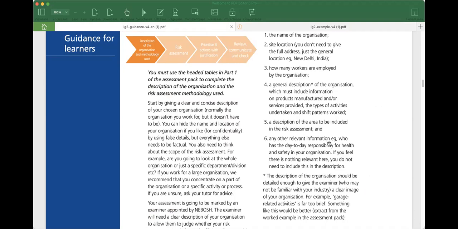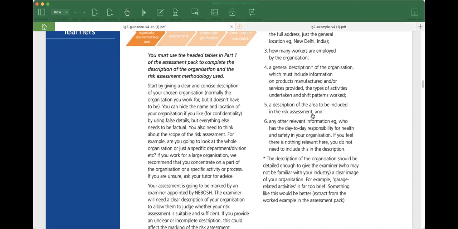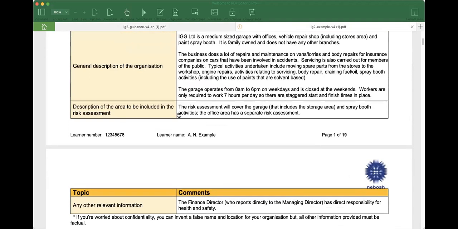The next information required is the description of the area to be included in the risk assessment. The risk assessment will cover the garage and spray booth. Suppose you want to complete a risk assessment on your organization, you must make clear the description of the area to be included. Suppose a welding shop, a mechanic shop, a reception area, the administrative block, or whatever you want to include in your risk assessment, you must mention them here.